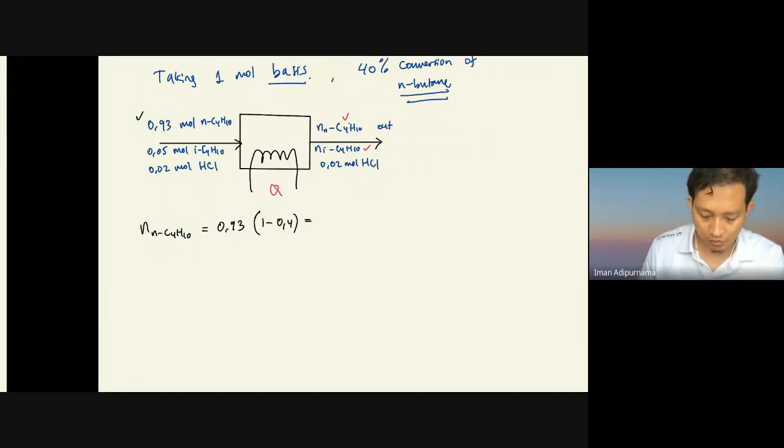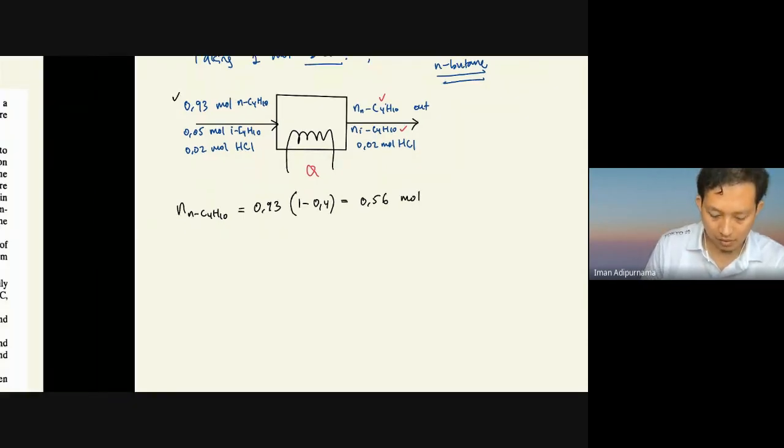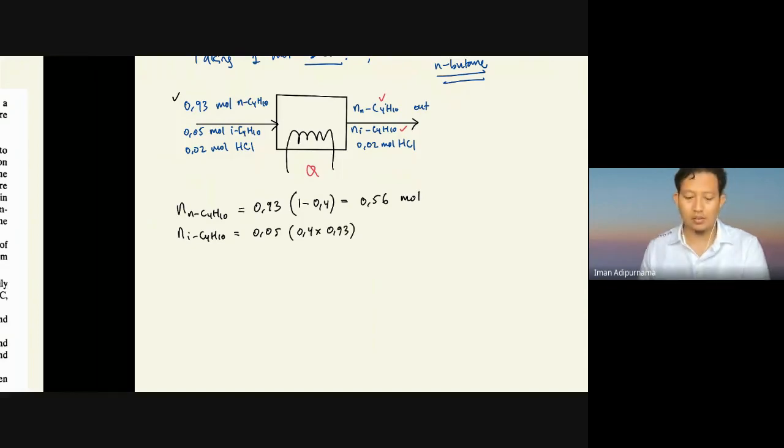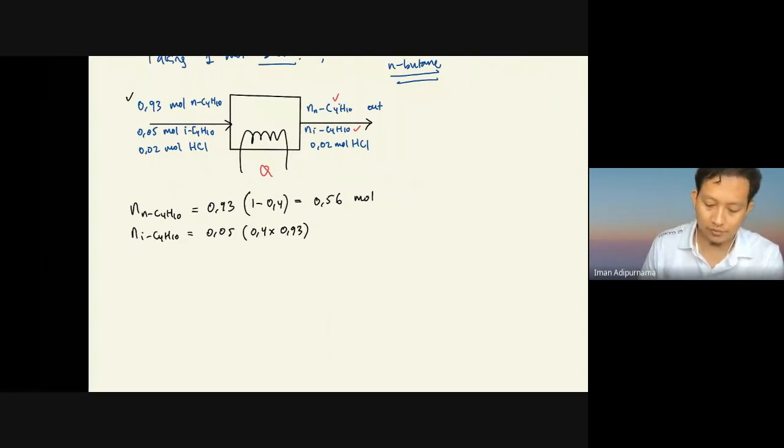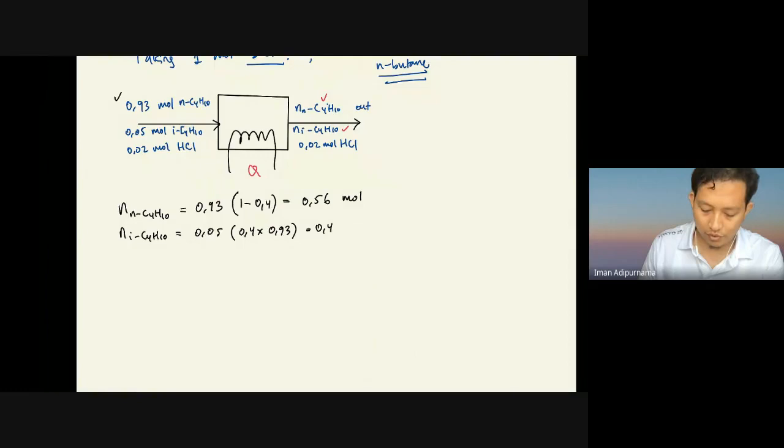It will be 0.6 in my calculation, around 0.56 mole. And then the isobutane, this will be 0.05 plus 0.4 multiplied with 0.93. So this is the conversion, so it's converted to isobutane, right? So we'll get 0.42 mole.